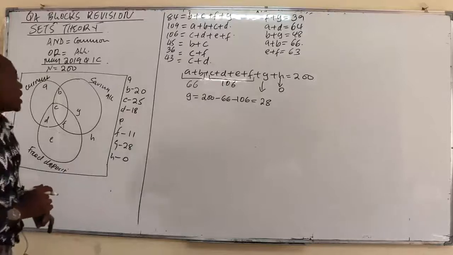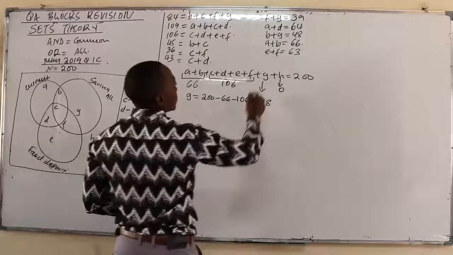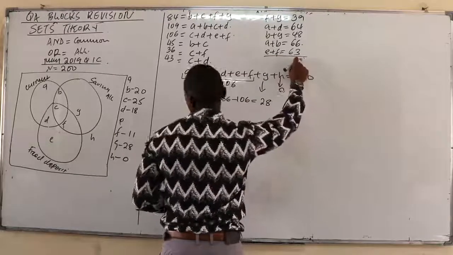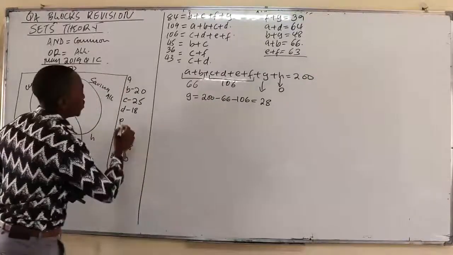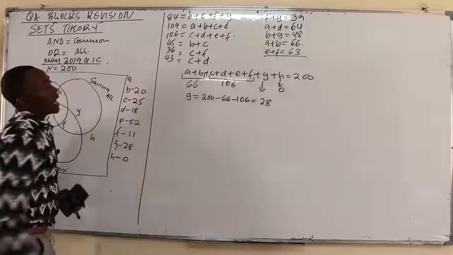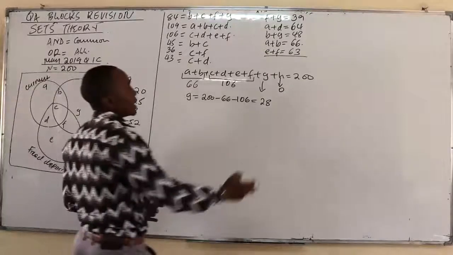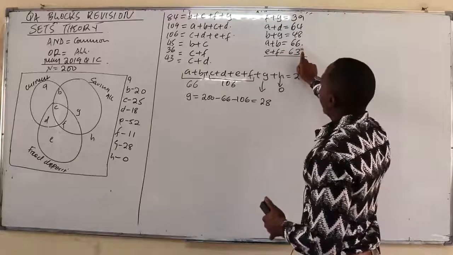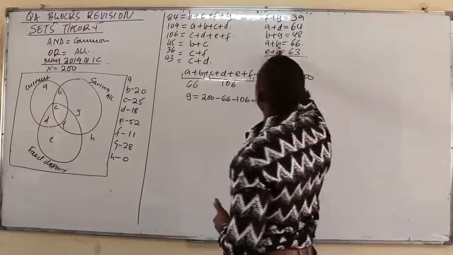So we are remaining with A and E. Let's get E. Let's use this equation. E plus F is 63. F is 11. That means E is 52. Now we are remaining with only A. Can we get A? Yes. A plus B is equal to 66. B is 20. That means A is 46.